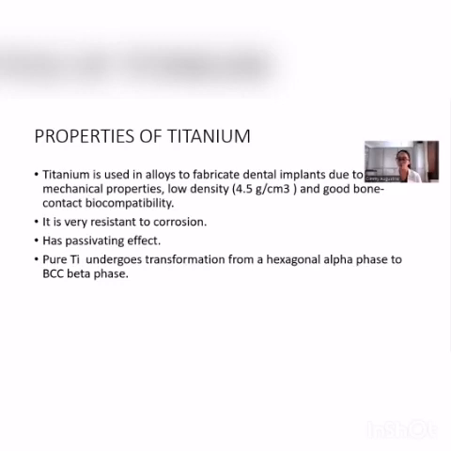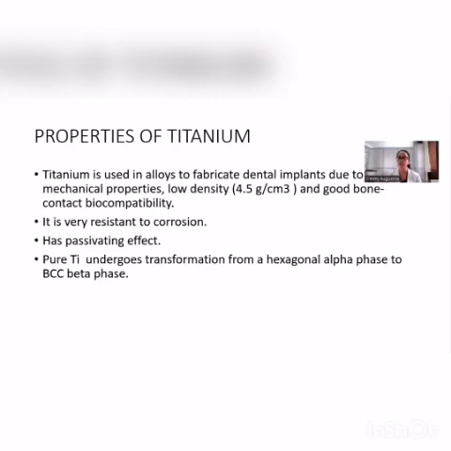It is passivating. What do you mean by passivating? Passivating means that it can form an oxide layer. That is why it's passivating. Remember the initial chapter on structure. Pure titanium undergoes a transformation from the hexagonal alpha phase to the more stable body-centered cubic beta phase.